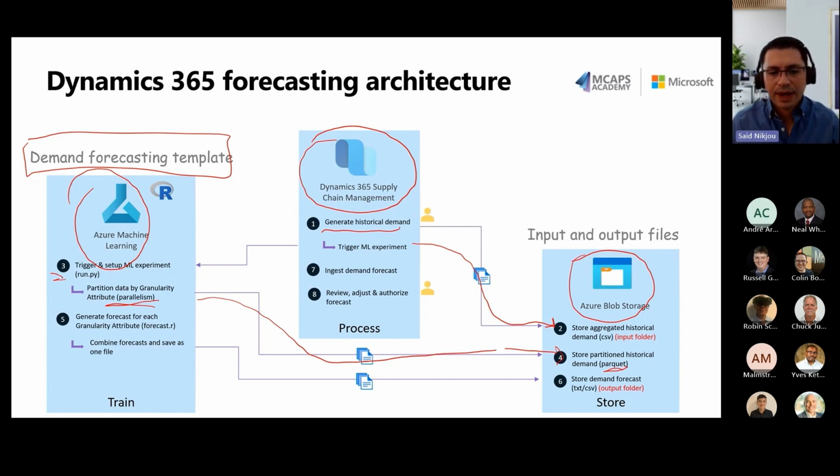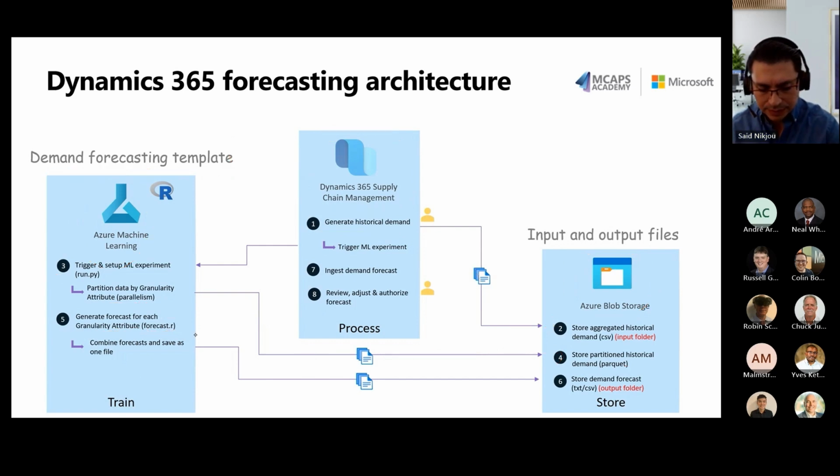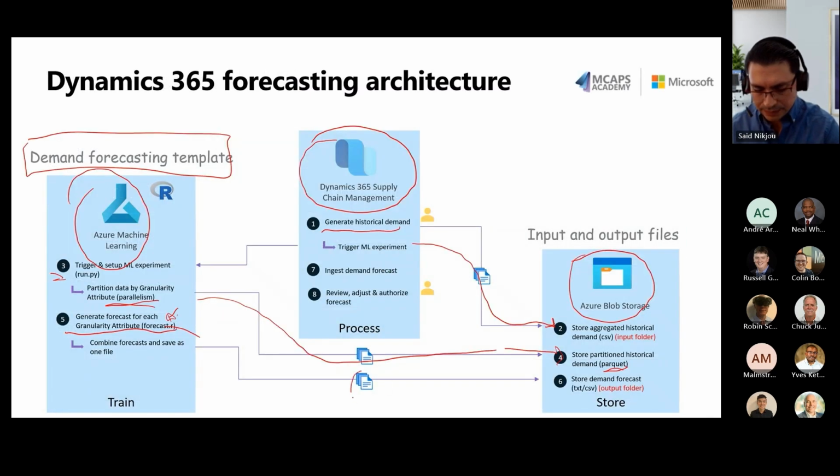In step number 5, the forecast is generated using a time series forecast machine learning model. In this case, we will use an R script. And finally, the last step is a combined forecast file that is saved in the Azure storage, in the output folder.